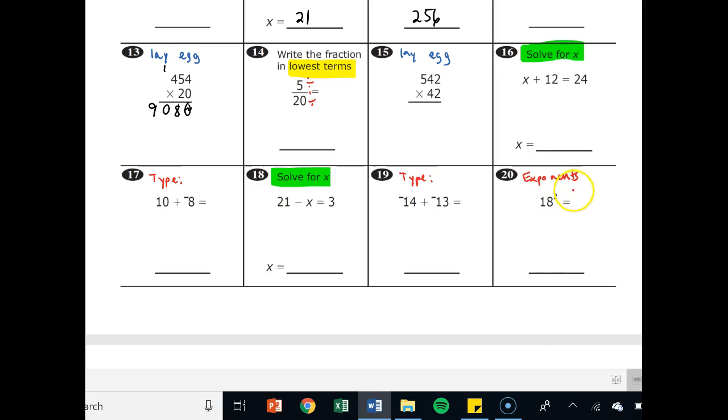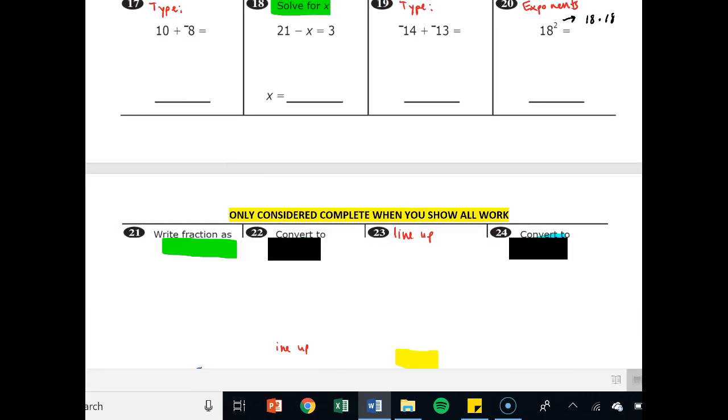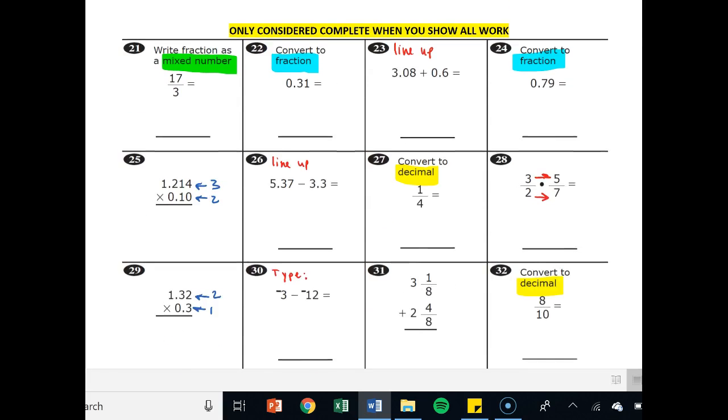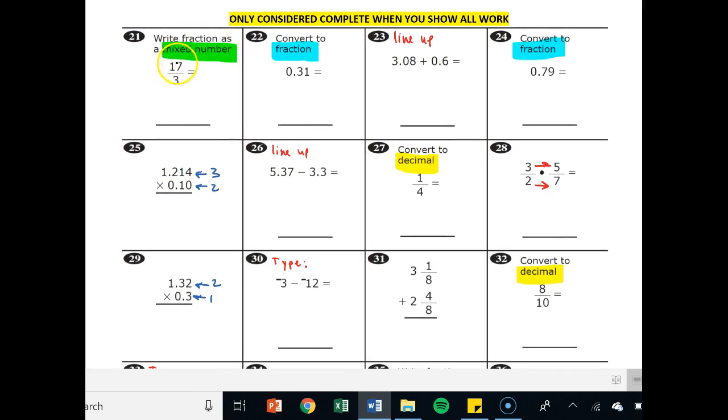Again, for number 20, exponents, that is 18 times 18. And again, you can look that up. You have a multiplication chart that's 25 by 25, so you could easily find what 18 times 18 is. On the back, problem like 21, it says write the fraction as a mixed number. You got 17 over 3. Now, you have a reference sheet for this in your binder. Remember, it tells you to divide the denominator into the numerator. 3 goes into 17 5 times, with 2 left over. So that's how you get your answer of 5 2/3, right?